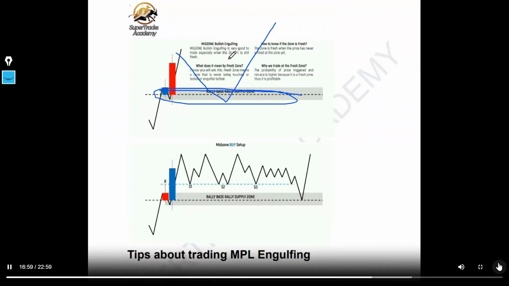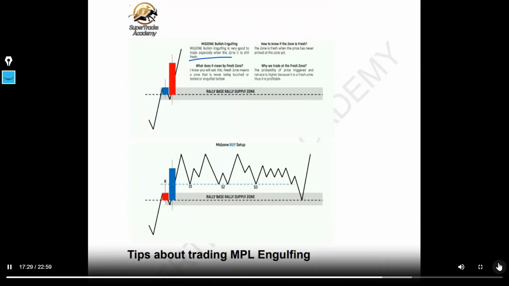So mid-zone bullish engulfing is very good to trade, especially when the zone is still fresh. You can find this mid-zone when the setup is still fresh. How to know if the zone is fresh? The zone is fresh when the price has never arrived at that zone yet. So if the market rallies and goes, and the price does not come back here, this demand zone will be fresh.